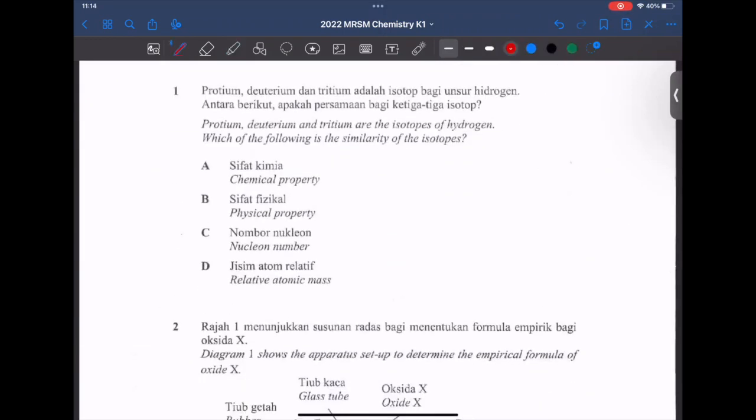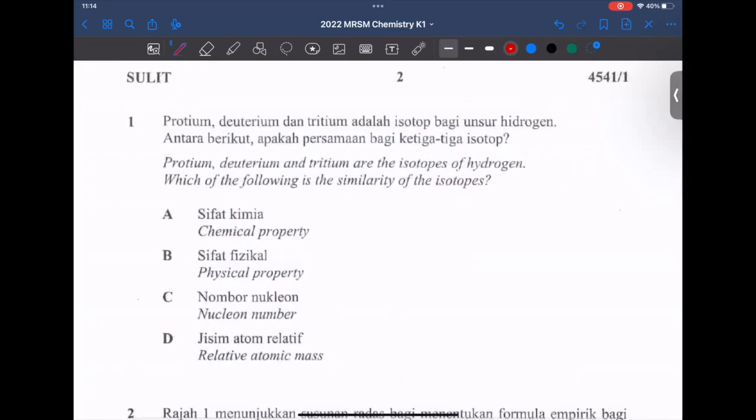For number 1, protium, deuterium, and tritium are isotopes of hydrogen. Which of the following is the similarity of the isotopes? For isotopes, it's usually about the chemical properties, because isotopes are the same element, which means they have the same proton number and the same number of electrons. In chemical reactions, isotopes have the same number of valence electrons, so they react only in terms of their valence electrons. So chemical properties should be the same for all isotopes of the same element. The answer for number 1 is A.